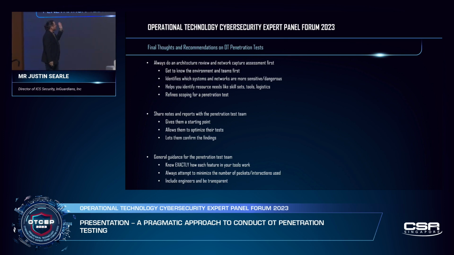Okay, just some other final notes. Always do an architecture review, okay? An architecture review allows us to make sure that we are decreasing the risk for that environment. Share the notes and reports that you have with the people doing the penetration test, because the information we learn from the architecture review or the other assessments we do beforehand will help give guidance to the penetration test team and also give them information to be more careful, right? It helps them understand where the risk lies and how they may need to modify their tests.